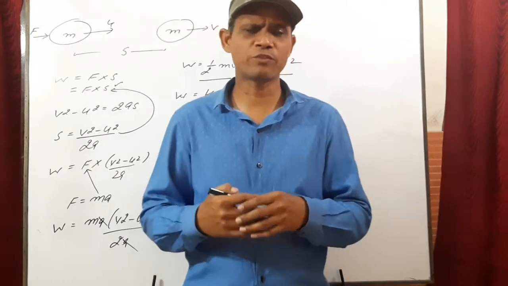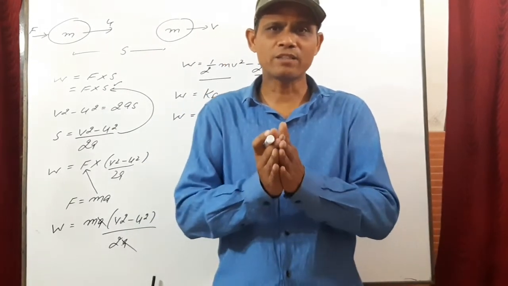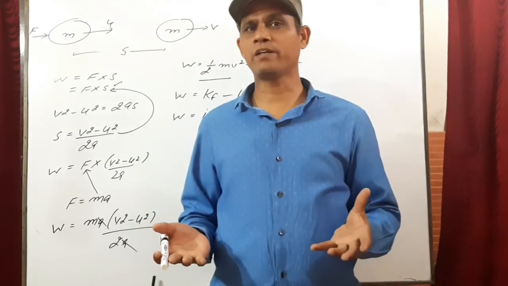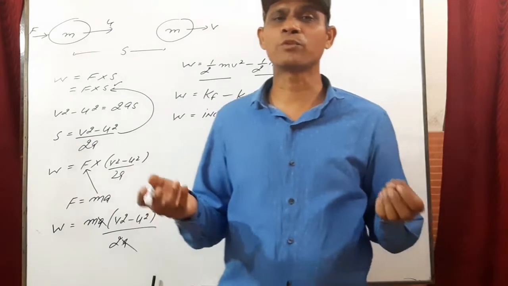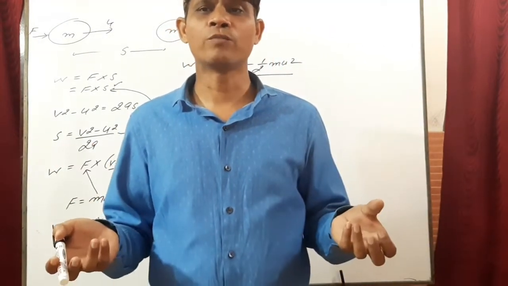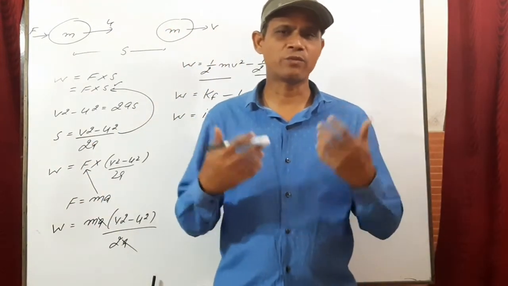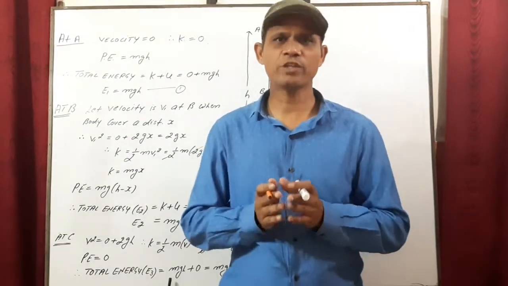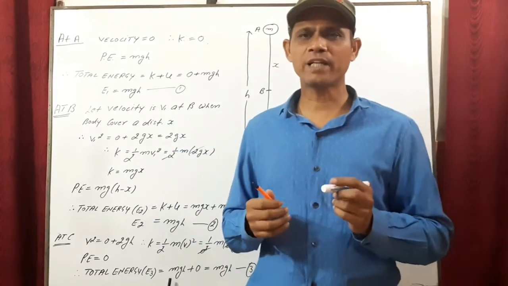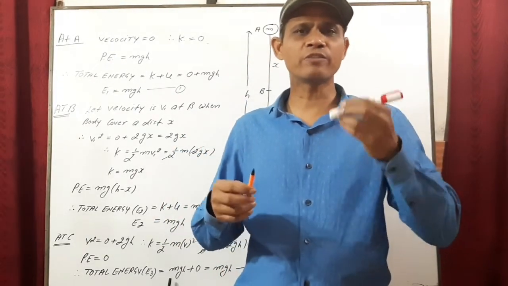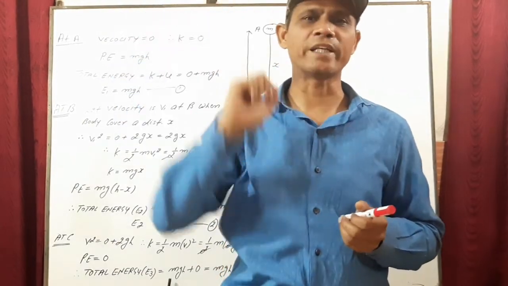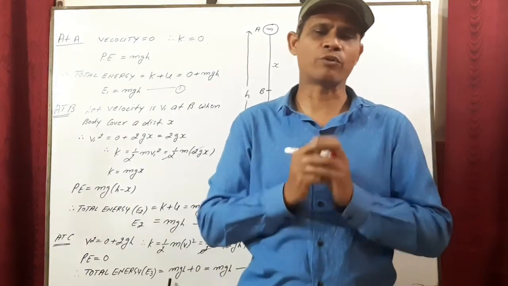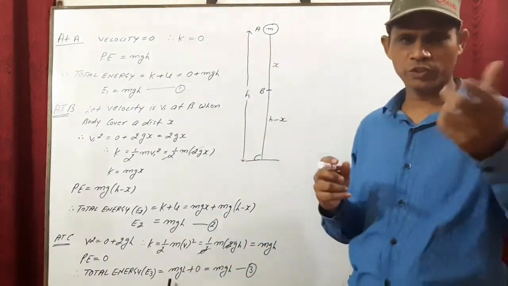The law of conservation of energy, as everybody knows, states that energy can neither be created nor be destroyed. It only changes from one form to another form. Now we are going to discuss the proof of it. How are you going to prove the law of conservation of energy? For that, just take a body which is falling freely, and take 3 points during its free fall. I have taken 3 points over here.